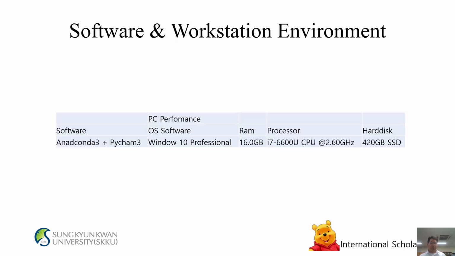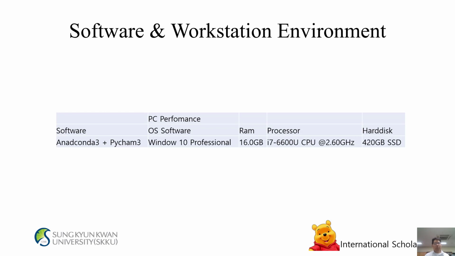Software and workstation environment. PC software: Anaconda 3 plus PyCharm. PyCharm is the original academic version under the academic license, and Anaconda 3 is easily downloaded from the library archive. PyCharm is from the JetBrains software, and the next page explains the link.